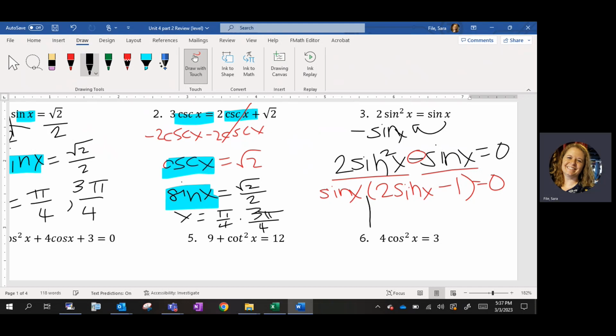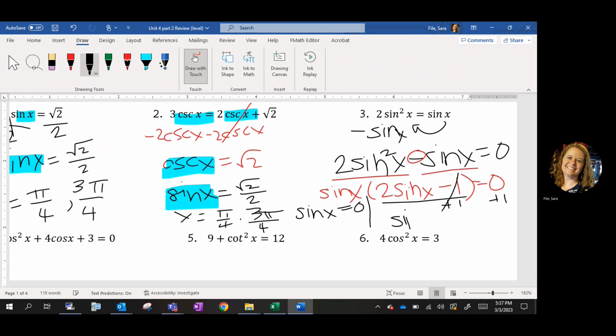So I set each factor equal to 0. So over here I have sine of x equals 0. And then over here I have this expression equals 0. So I need to isolate the sine of x. So I'm going to add the 1 to the other side. Okay, and then I'm going to divide out the 2. So once I divide that by 2, I end up with sine of x equals 1/2.